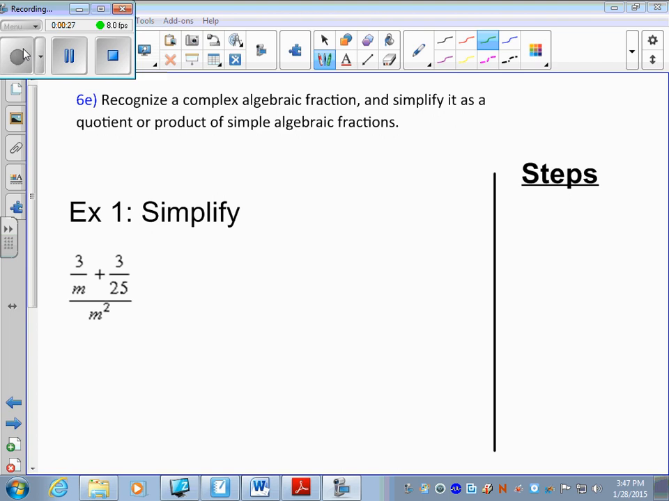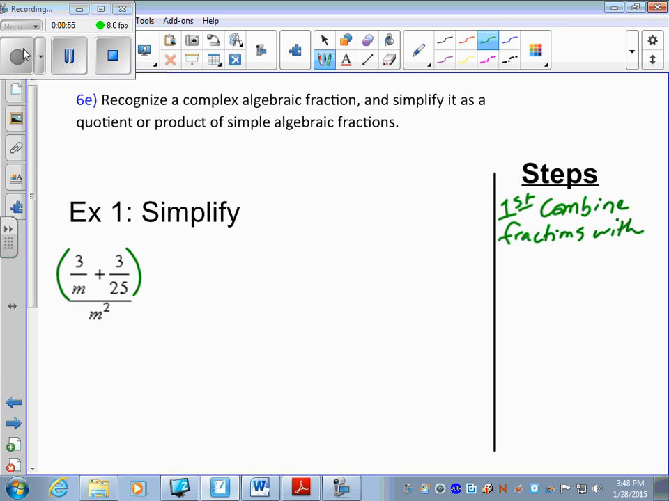First step you should look for is combining fractions with additions or subtractions. So up on the numerator here, I have 3 over m plus 3 over 25. I need to combine those and make it one fraction. So step one, first, combine fractions with addition or subtraction.